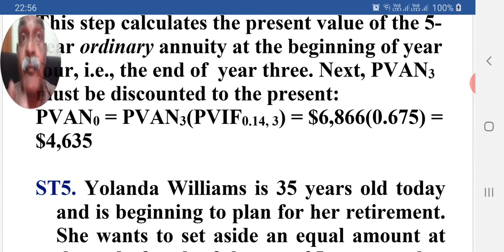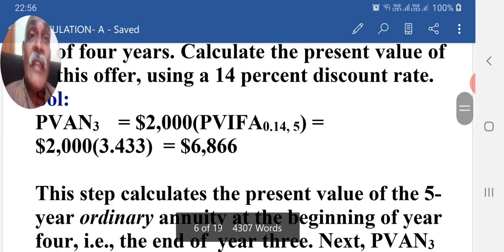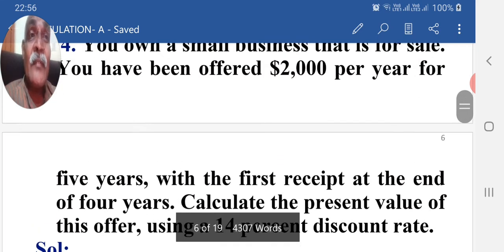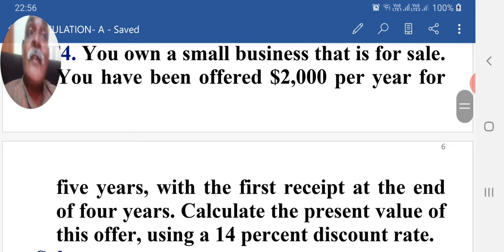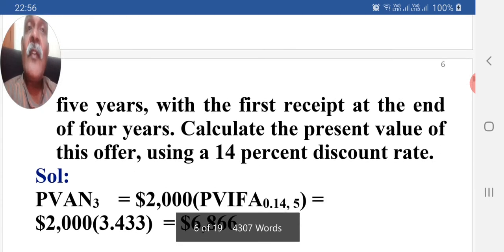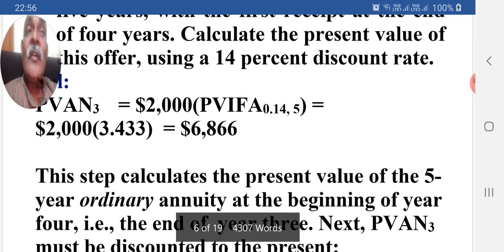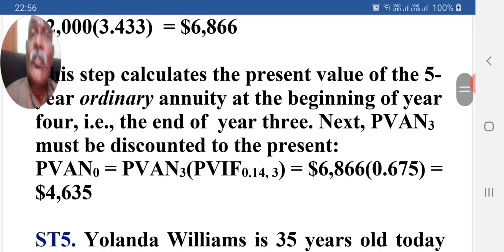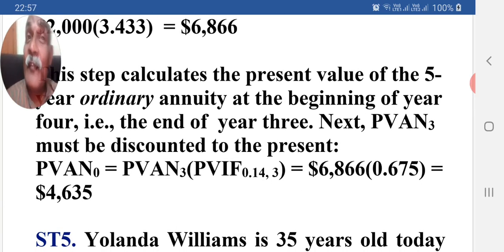The value of your business is 4,635. You sell after the third year, and the receipt you are getting is 2,000 rupees. It says you have been offered 2,000 per year for 5 years, with the first receipt at the end of 4 years. So at the end of 4 years, you get 2,000 rupees every year for 5 years.